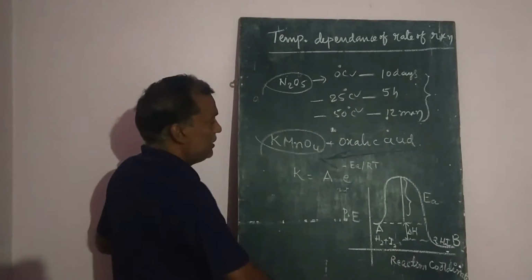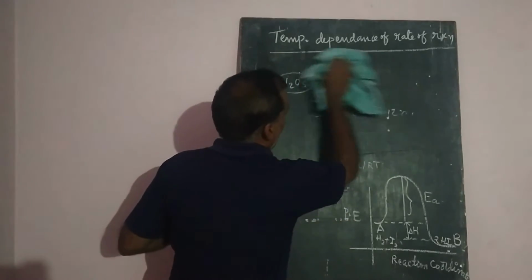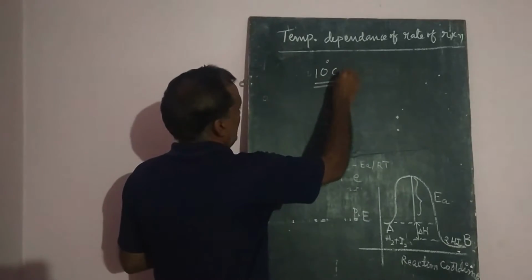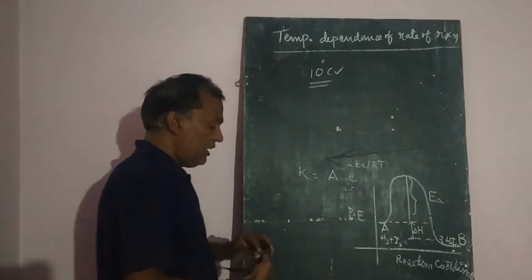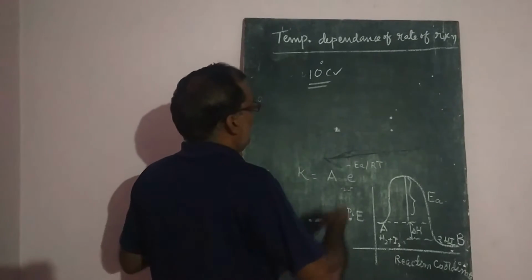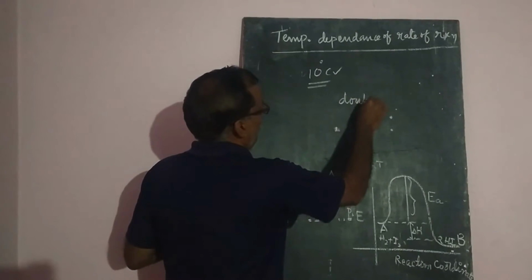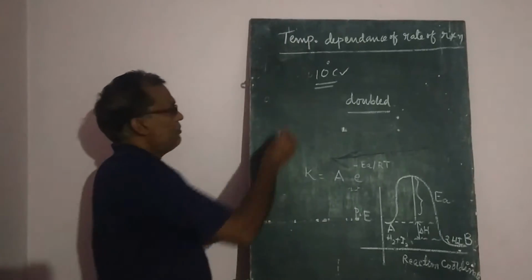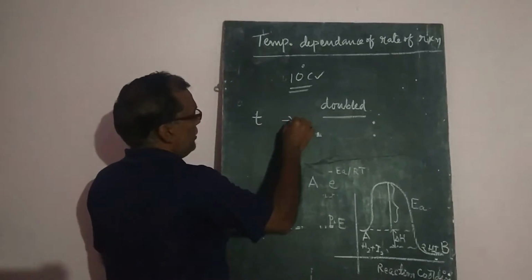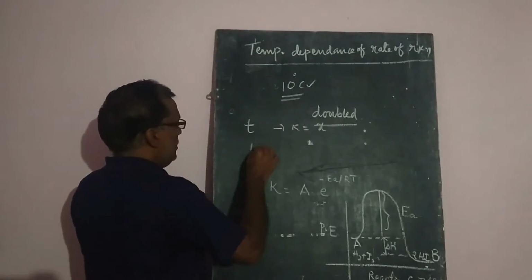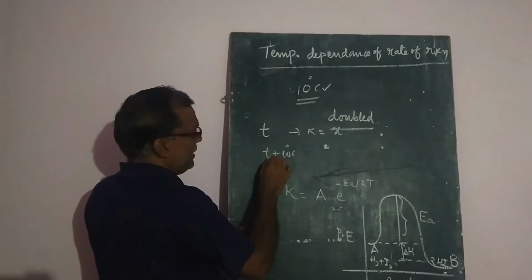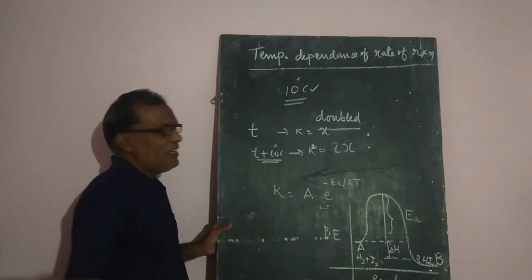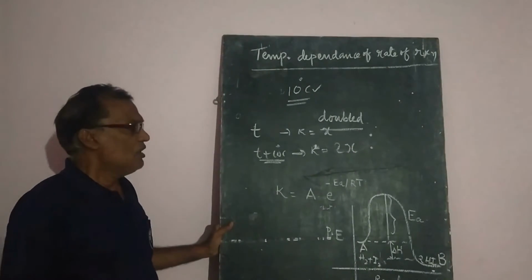From the experiments, scientists observed that for every 10 degrees centigrade rise, the rate constant value will be doubled. They observed that if at temperature t the k value is some x, then at t plus 10 degrees Celsius, that is a 10 degree rise, the k value is doubled. So this is the observation.